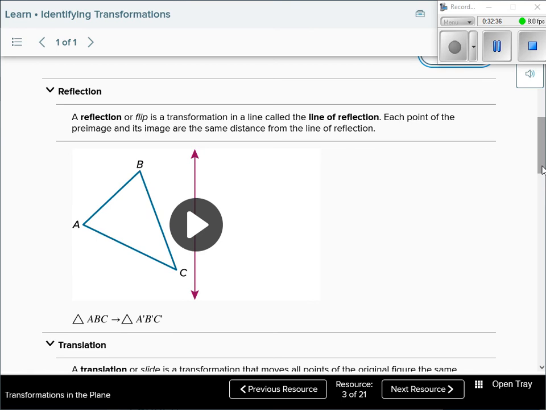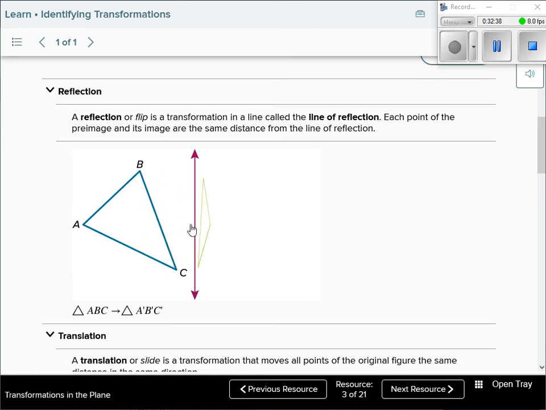So reflection is a flip. Notice, it's reflecting over that line that they gave us there. Sometimes we'll reflect it over the X or Y axes or whatever line we're given. And it's just reflected over.